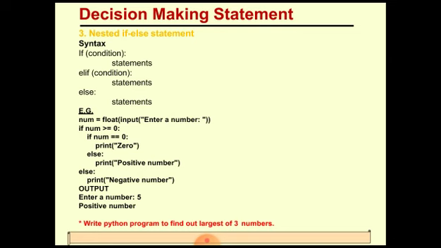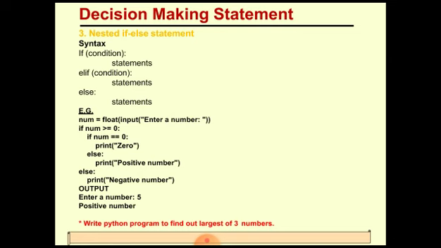If number is greater than or equal to 0, we are checking whether the number is greater than or equal to 0 or not. Then we are nesting another if statement inside the first if statement. You can nest one if statement inside another if statement. The second condition here is if number is equal to 0. The second if statement will be checked only if the first condition is true.